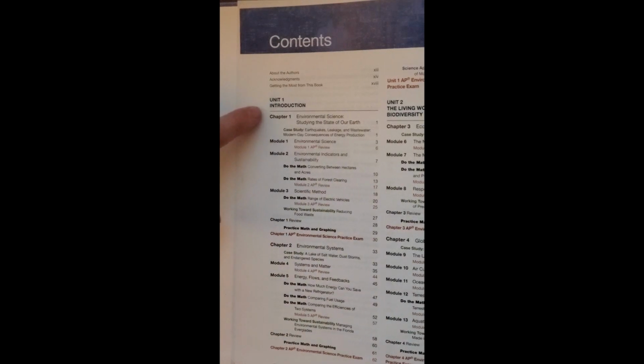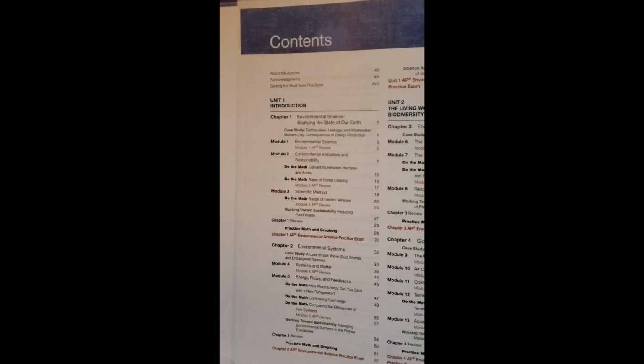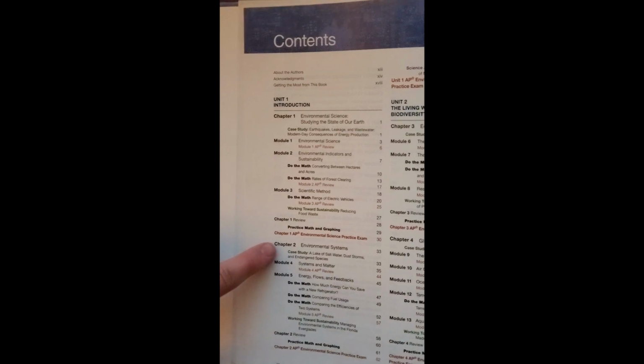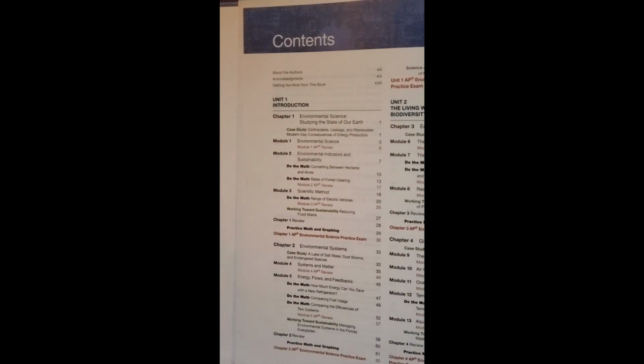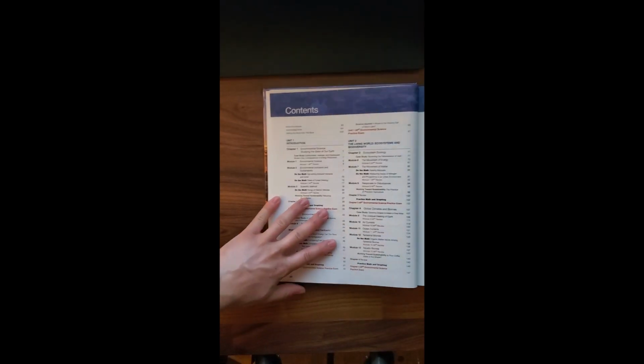As you can see, in the introduction, we start with what environmental science is. And then we have a little chapter 1 review, right? So real easy, we'll fly through that no problem. Followed by environmental systems, right? And that's going to be a little bit where we get into some new stuff that you haven't seen before. So little things like that.